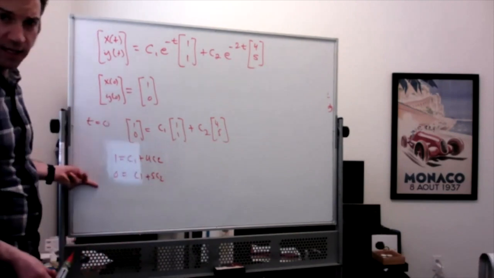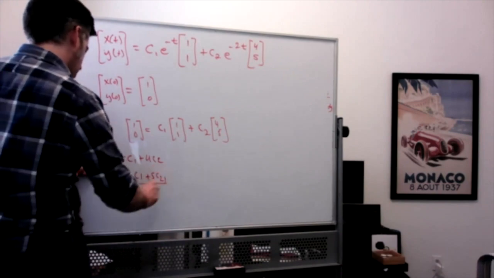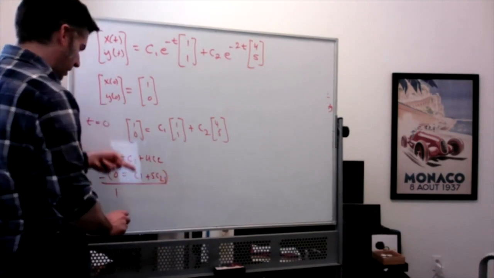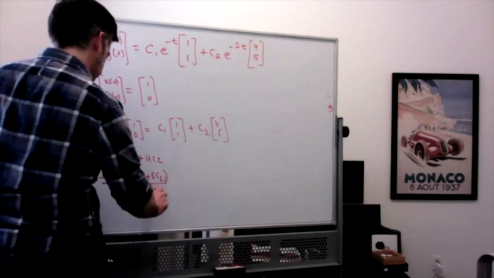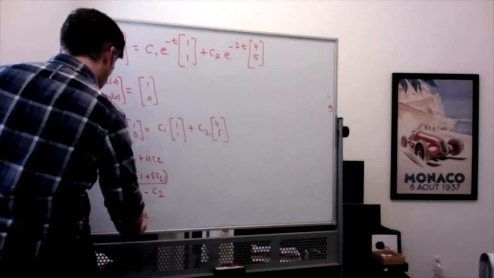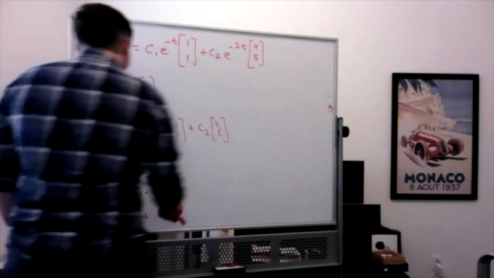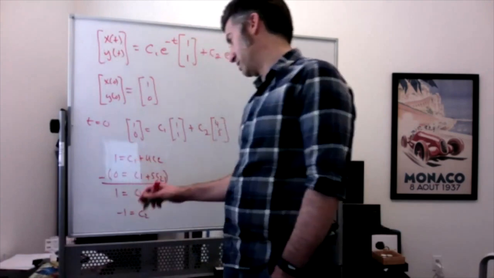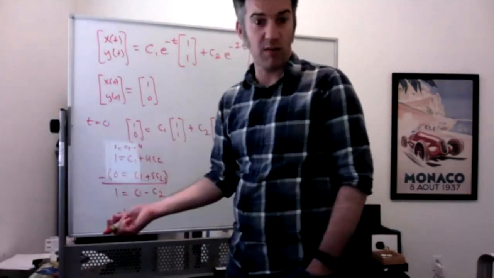I would probably subtract these equations. 1 minus 0 is 1, C1 minus C1 is 0, and 4C2 minus 5C2 is negative C2. So C2 equals negative 1. Then 1 equals C1 minus 4, so C1's got to be 5.